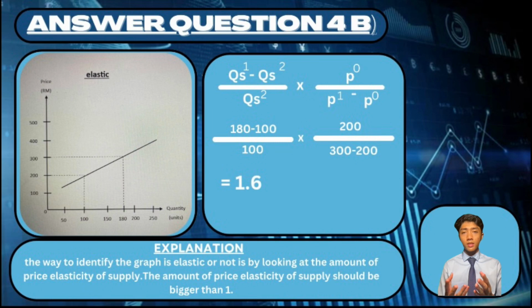If the price elasticity of supply is bigger than 1, the answer should be elastic. The curve of the elastic graph has the flattest slope of the supply curve.